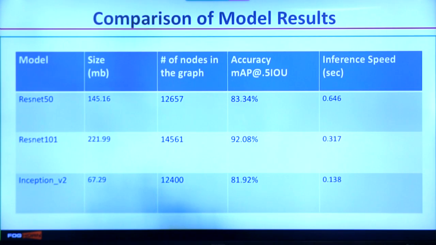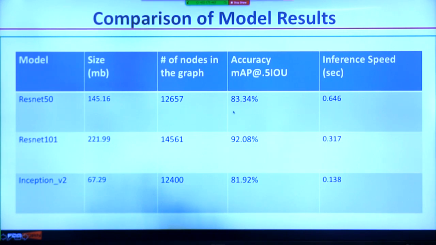This is the comparison of the results. If you see here, size-wise, size is pretty important to us because we don't want the models to be fat, because all our software works on edge devices. We want it to be as lean and agile as possible. So ResNet 50 is 145 MB, followed by ResNet 101 at 221 MB. It's pretty fat. And Inception V2 is 67 MB. It's the most lean. This is the number of nodes in the graph.